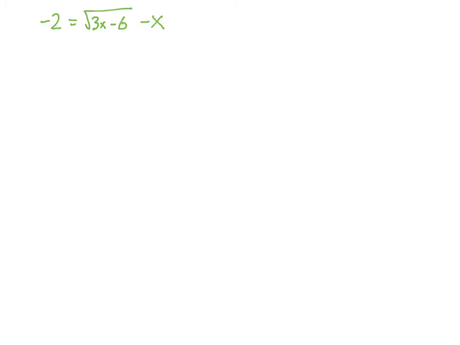So we'll start off with a radical equation, which we can begin solving by getting the radical by itself. So we need to move this -x to the other side of our equation by adding it to both sides. And now we have x minus 2. Notice that I'm not putting x and -2 together into one term because they are not like terms. And we've got x minus 2 equal to the square root of 3x minus 6.